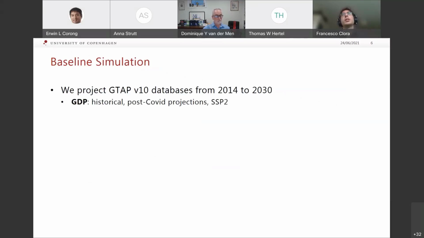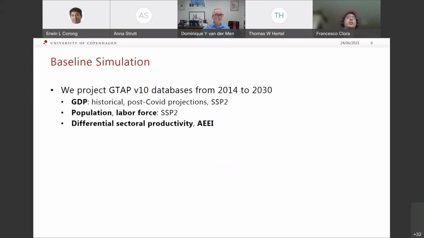which follows historical data until 2019, then post-COVID projections between 2020 and 2025 by the IMF, and then SSP2 projections until 2030. We also exogenously target changes in population and labor force following SSP2 projections. We target differential sectoral productivities and autonomous energy efficiency improvements in all regions.